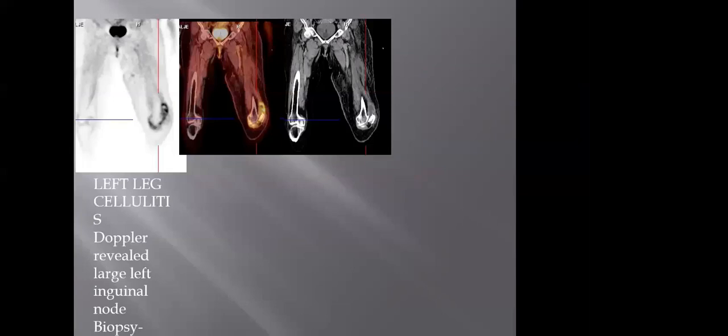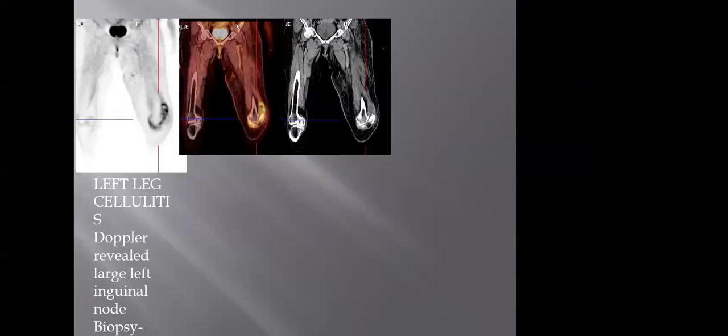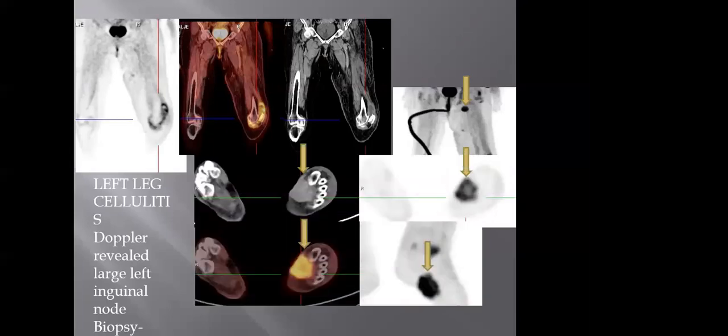Role of PET in unknown primary. Next slide. This was a case presented with left leg cellulitis. Doppler was done, which revealed a left inguinal node. A biopsy showed, next slide, biopsy showed that node to be metastatic squamous cell carcinoma. A whole body PET scan showed that the lesion was in the foot. Next slide, please.